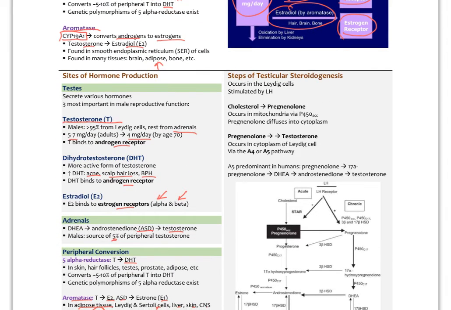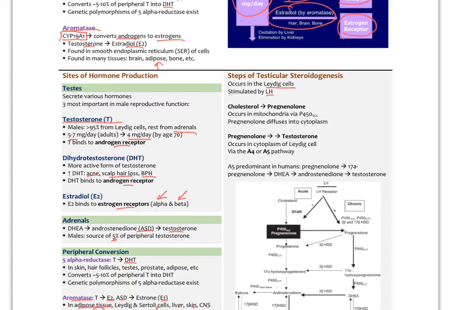So essentially, testosterone and these hormones can come from the testes, from the adrenals, or from peripheral conversion. Just want to review, we already looked at this in the adrenal physiology section, but the steps of testicular steroidogenesis occur in the Leydig cells, the primary source in the testes, and this is stimulated by LH. And the first step is conversion of cholesterol into pregnenolone. That's going to occur in the mitochondria in the Leydig cells. The pregnenolone will then diffuse into the cytoplasm.